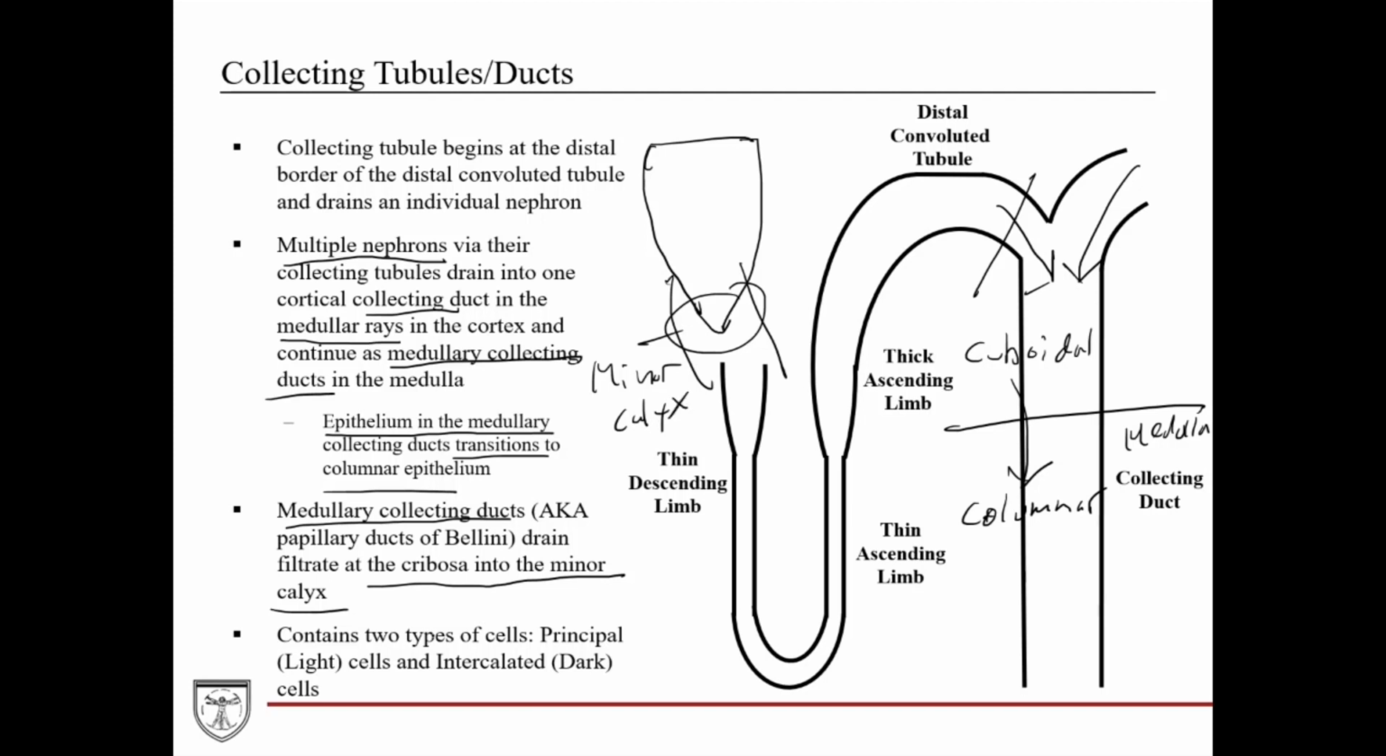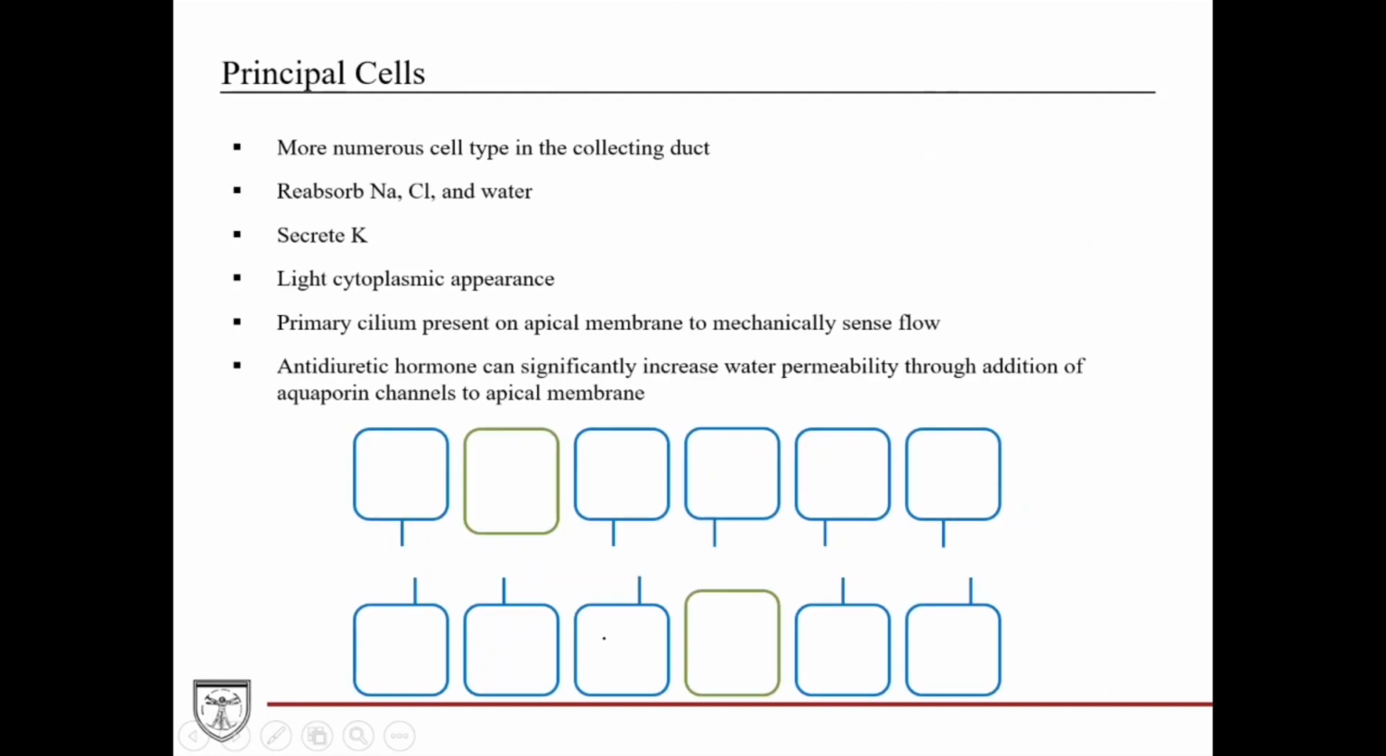There's two types of cells in the collecting duct. There's principal cells, also known as light cells, and then intercalated cells, also known as dark cells. The light and dark comes from how they appear on microscopy. So first, the principal cells, these are the more numerous cell type in the collecting duct. These are represented in blue here.